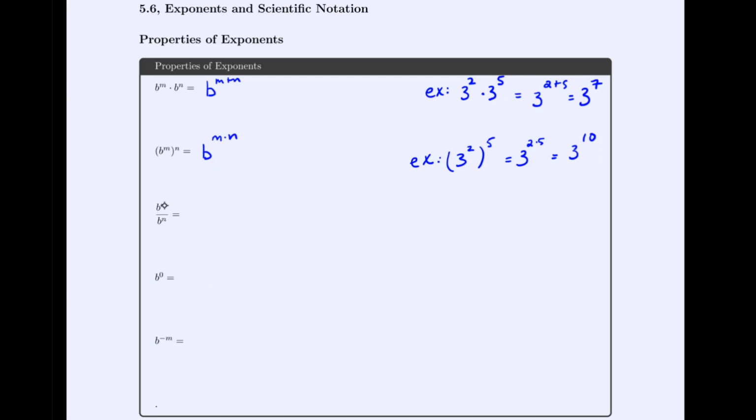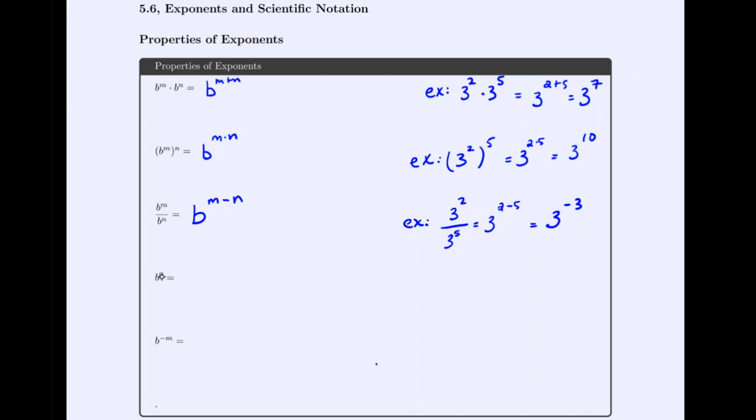If you have the same base to some exponent divided by the same base to another exponent, then you keep the same base, but you subtract the exponents, and since subtraction is involved, order matters, so you always take the top exponent and subtract away the bottom exponent, so we would get m minus n. So 3 squared divided by 3 to the fifth would be 3 to the 2 minus 5. 2 minus 5 is negative 3, so this would simplify to 3 to the negative 3.